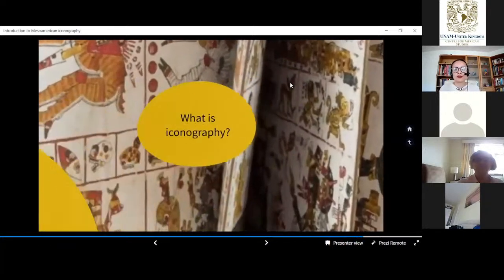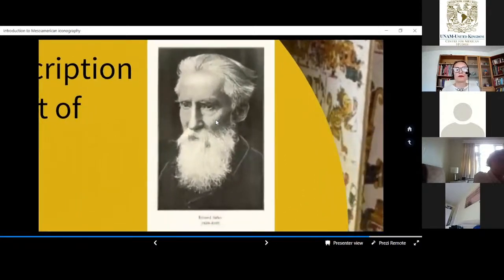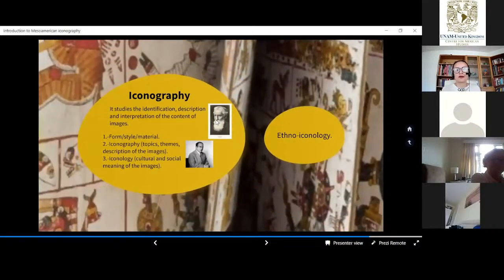So first of all, the question will be, what is iconography? In order to understand the images, there have been different approaches to decode what we can see. Originally, this group of codices was approached by a German researcher who gave us the basic tools to understand the images. His name was Eduard Seler. His approach was based on making comparisons between the images in these documents and the codices created in the colonial period. He identified a lot of the elements of this group of documents. Actually, that also gives us tools to identify elements in sculptures.